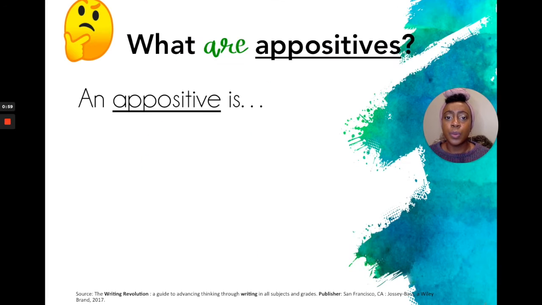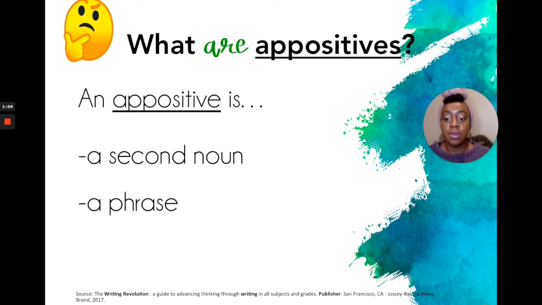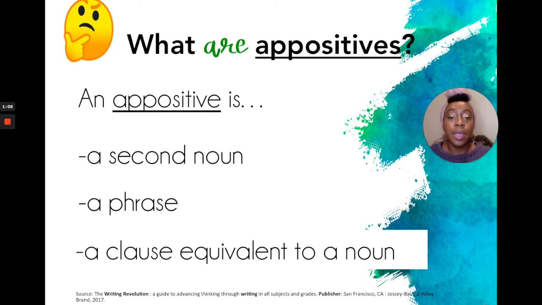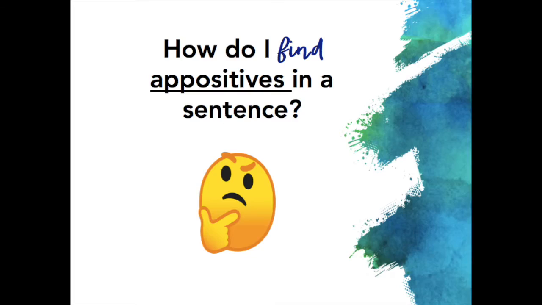So let's review. An appositive is a second noun, a phrase, or a clause equivalent to a noun. If you need more practice in understanding appositives, watch my video on what are appositives. The link is in the description box below. Let's get into it. How do I find appositives in a sentence? Here are some things that you need to look for.